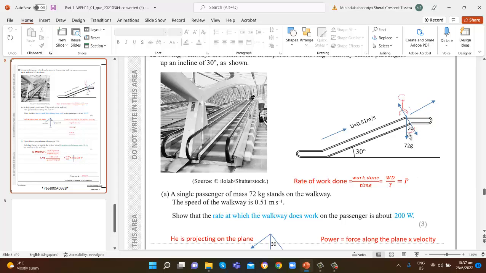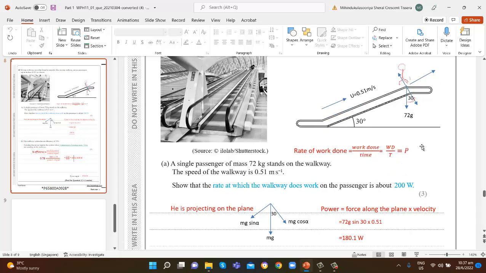I will tell you how I got this 30. If the angle given is 30, when you draw this it is 90. So this angle is going to be 90 minus 30, 60. And also this is 90. Therefore this is going to be 30. So you know the 30. This is a working for you to know how I get 30, and mg is directly down.